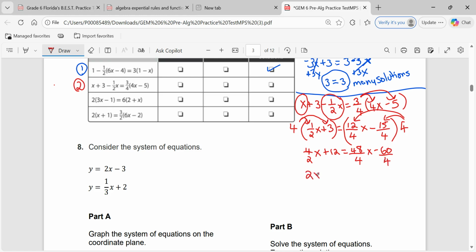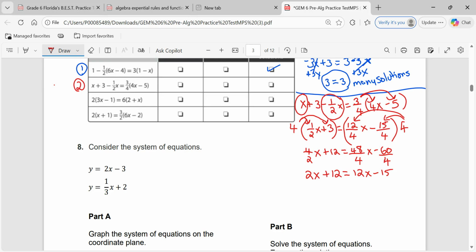Now I have 2x. 4 divided by 2 is 2. Plus 12 is equal to 48 divided by 4, which is 12x. And 60 divided by 4, which is 15. That would have just gotten rid of the denominator. Yes, it's 12 over 15. I'm sorry, minus 15. Because the 4 would cancel out on the denominators. Right? This is the long run, and that's the short run of what happened.